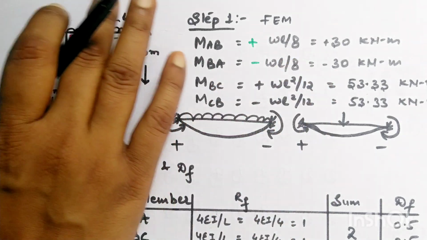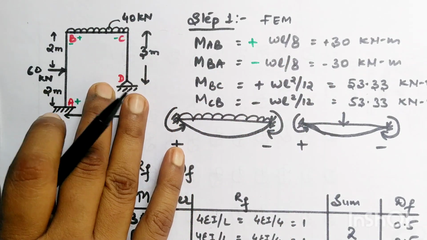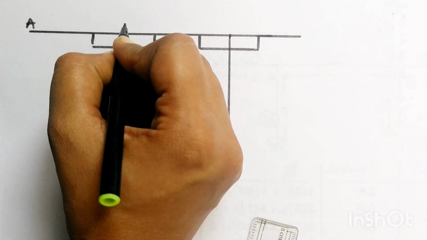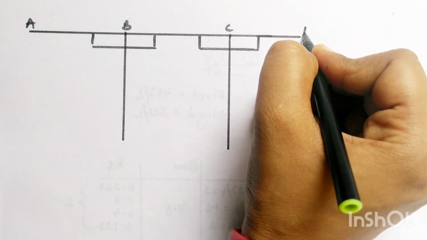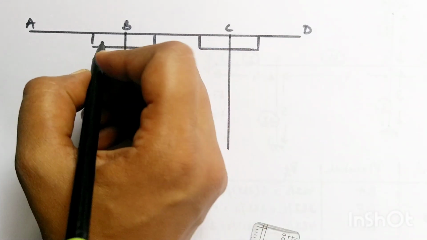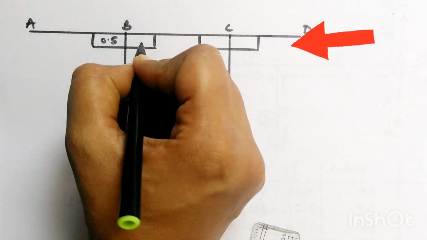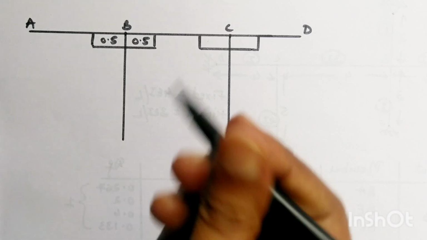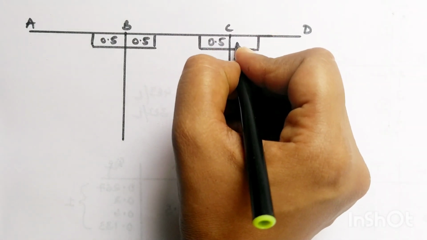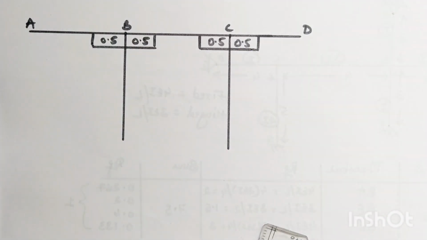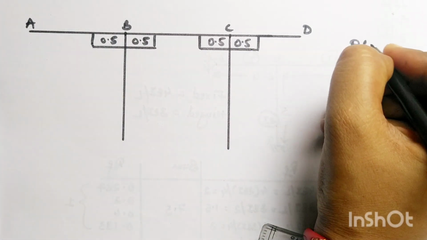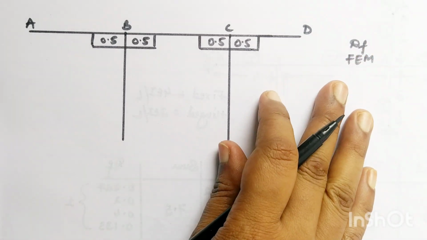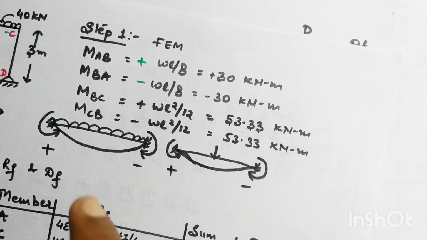Next step, what we'll be doing, we are going to make a table for the moment distribution method. So like this, you have to make a table A, B, C and D. So we have found our DF. We'll be writing that DF in the space provided here. So you have to make a table and then columns like this and you have to write down the DF here. Next step is you have to find out and write the FEM we have calculated.